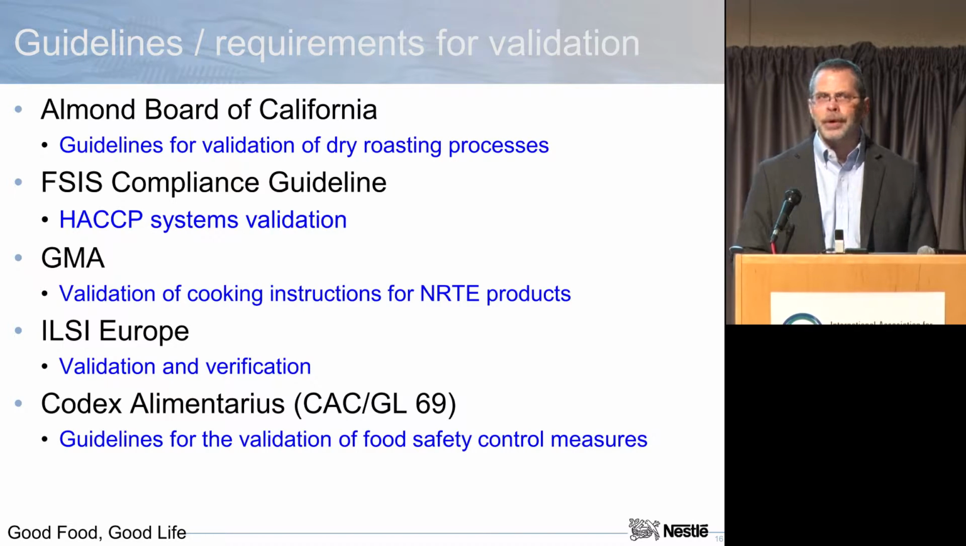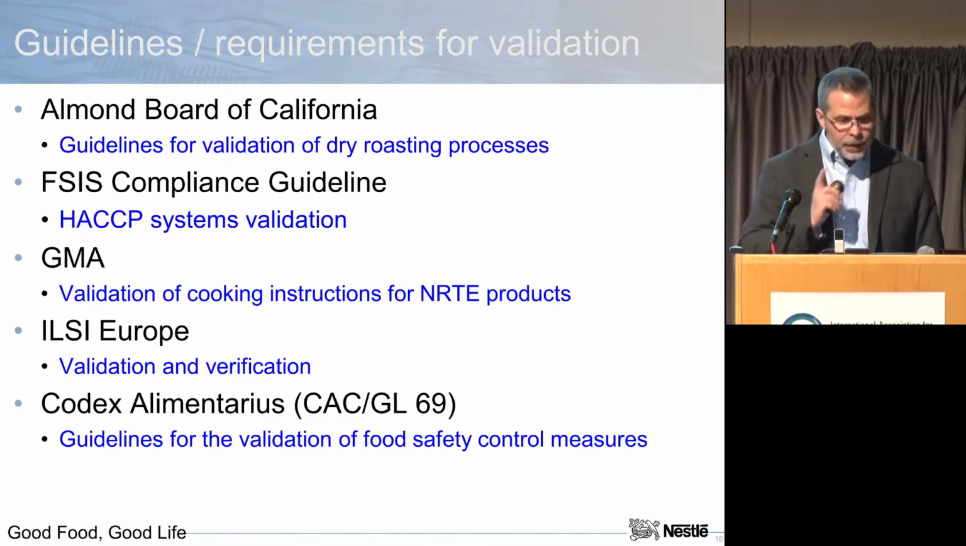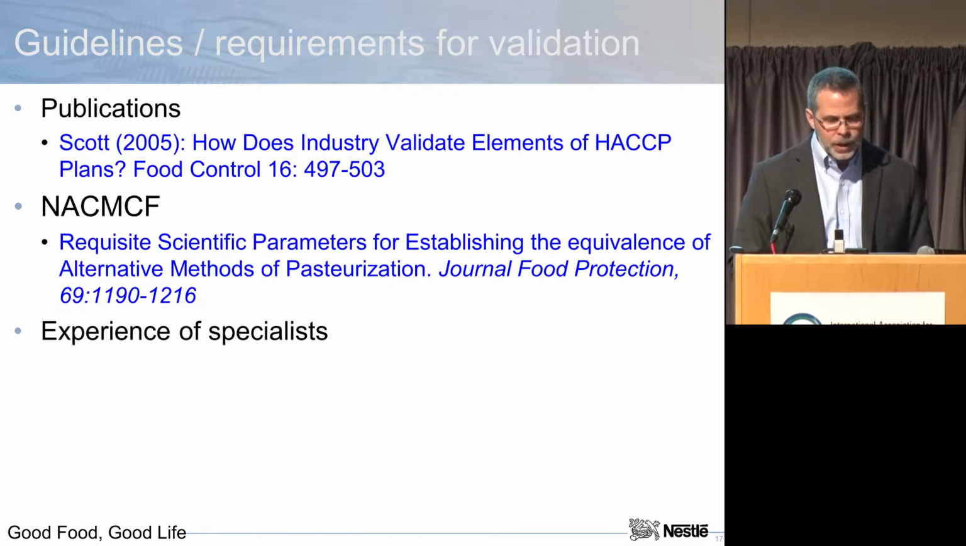ILSI Europe has a couple of very good black and whites, and these are like white papers that they do. They're available online, and there's one on validation and verification. There's another one I don't think I referenced in my presentation, and it's how to develop alternative approaches to safe harbor thermal processes, and it also covers some of the whole chain approach I've been talking about here. Codex has guidelines of validation of food safety control measures as well, and we'll talk about that in a minute. There's some publications. Jenny Scott in 2005 has a good publication on validation, and National Advisory Committee has some guidance on how to validate alternatives to pasteurization.